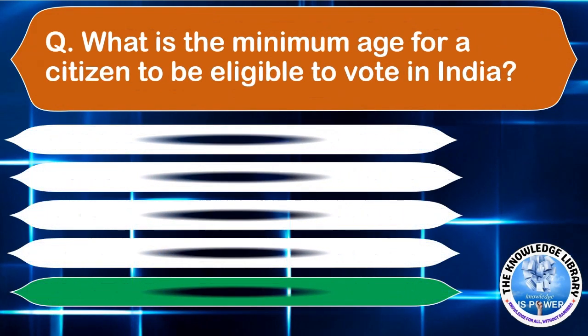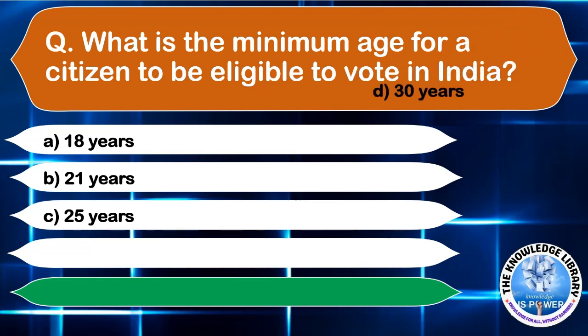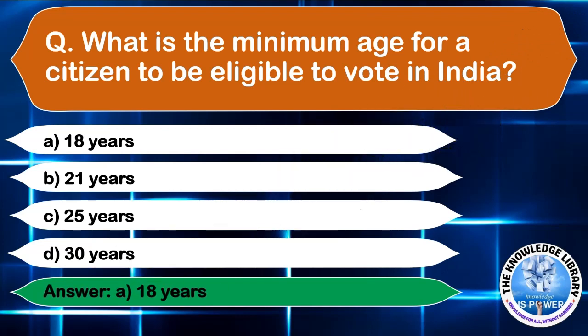What is the minimum age for a citizen to be eligible to vote in India? Option A, 18 years. Option B, 21 years. Option C, 25 years. Or option D, 30 years. The correct answer is option A, 18 years. Moving to the next question.